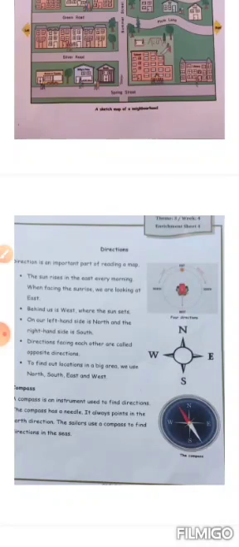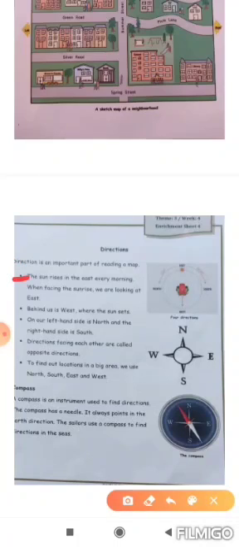In order to know more about this topic, refer to your page number 55, where you find the topic directions. Let's learn. The sun rises in the east every morning. When facing the sunrise, we are looking at the east. We know, students, that the sun rises in the east. When we face the sunrise, we are looking at the east. In which direction are we present? We are in the east. We face towards east, and behind us is west.